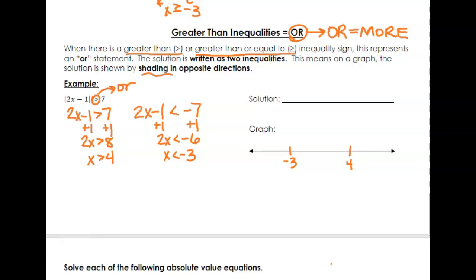So that means that we're going to be shading in opposite directions. Even if you don't remember that you're shading in opposite directions, you can look at the inequalities and you can shade them based on their direction. So x is greater than 4 means we have an open point at 4 and it's shaded to the right. That's where the greater than values are. And then when x is less than -3, we have an open point at -3 and shaded to the left because that's where those less than values are. So my solution is x is less than -3 or x is greater than 4. Remember, this or is because we had the more symbol, the greater than symbol.